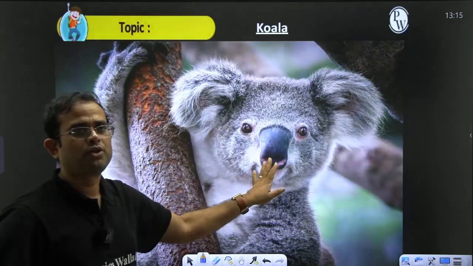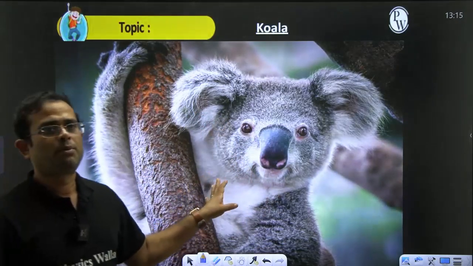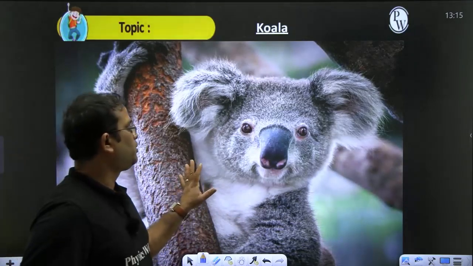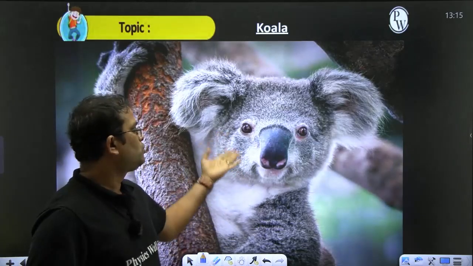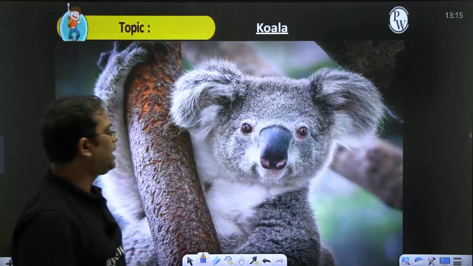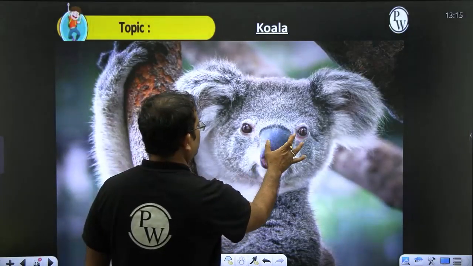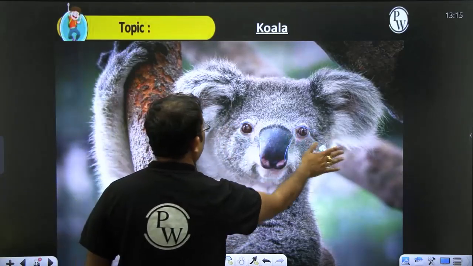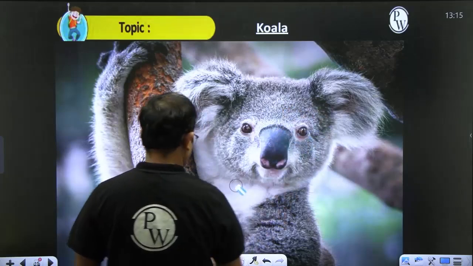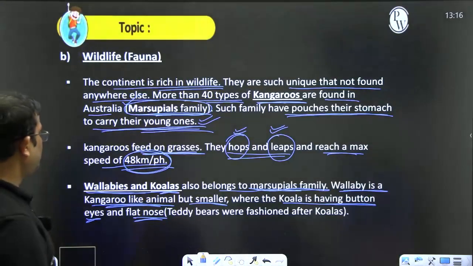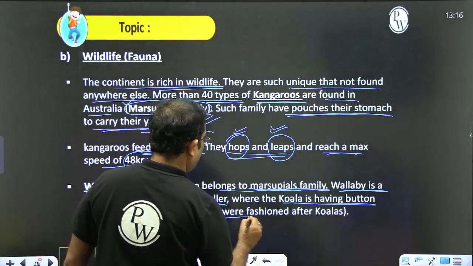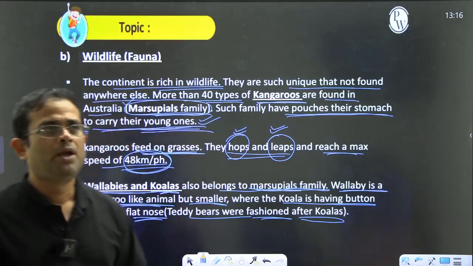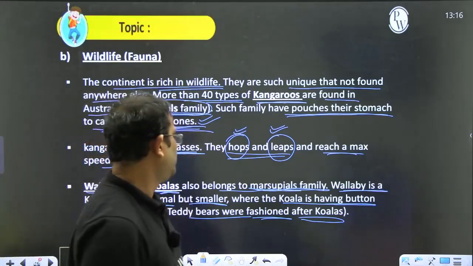The teddy bears made for gifts or other purposes are based on the koala, a very cute creature. Now they are also endangered. Koalas have a flat nose and bulging eyes. They look very beautiful. So we can see that teddy bears were fashioned after koalas, and that is now commercialized. They are basically koalas.